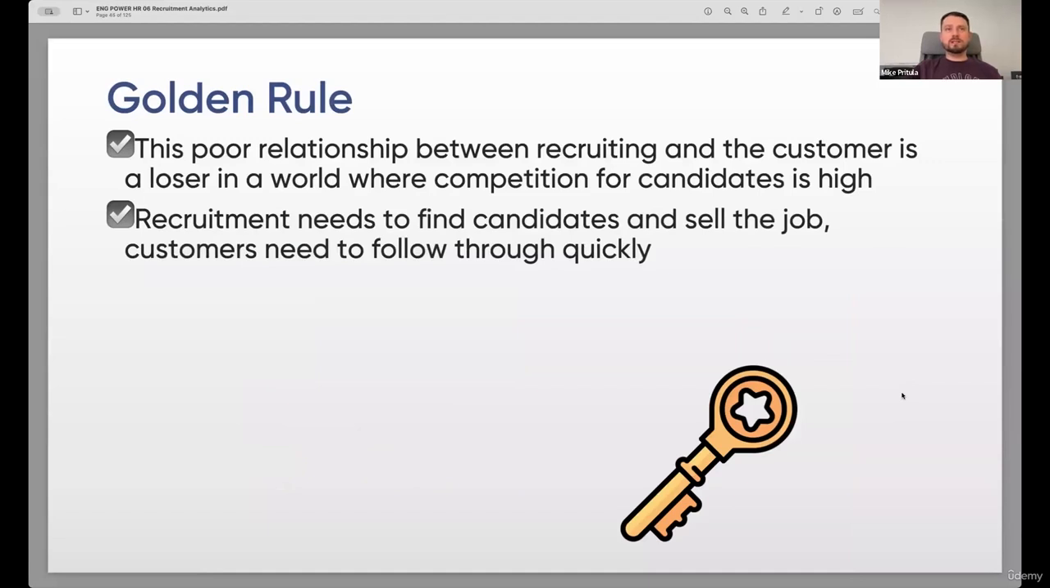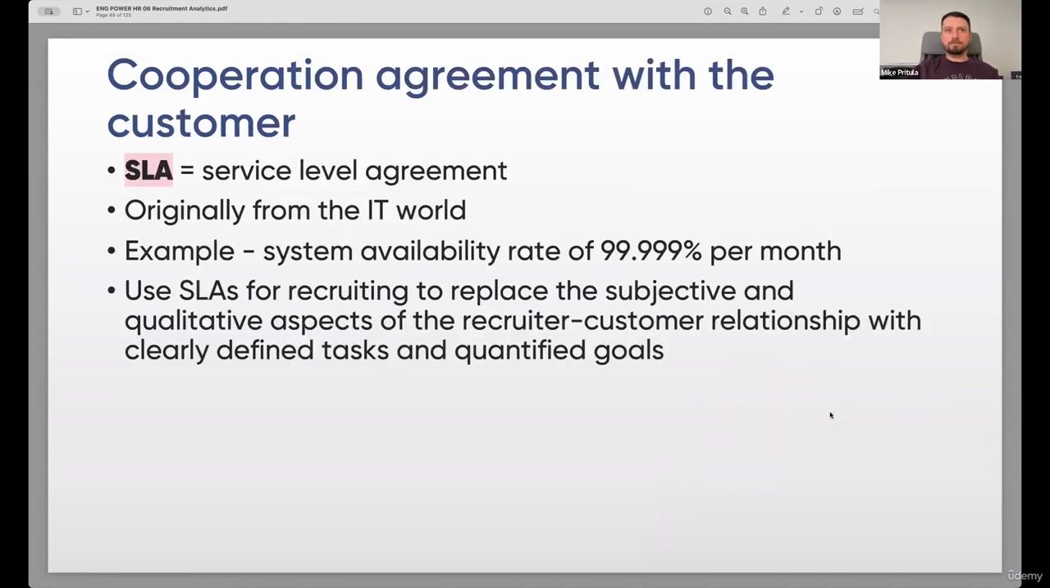Golden rule: this poor relationship between recruiting and the customer is a loser in a world where competition for candidates is high. Recruitment needs to find candidates and sell the job. Customers need to follow through quickly.